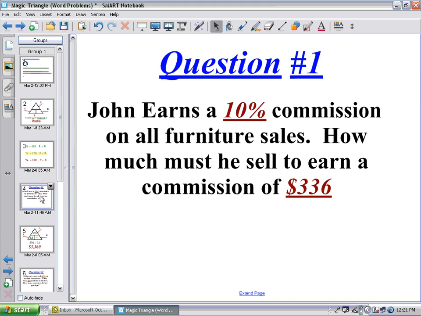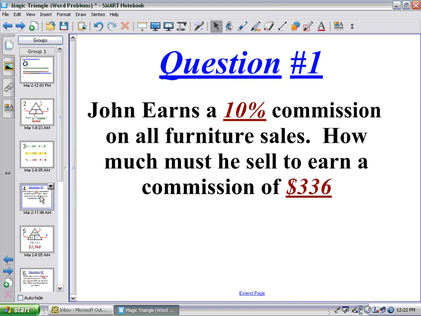So then one of our vocabulary terms that we did in this section was commission. Commission is the amount of money that you earn depending upon how much money that you sell. And we already talked about that sales are always much bigger than commissions that you earn. So now as a result, 336 is the commission that John wants to earn. And if he earns a commission of 336, that means he has to sell a lot more money worth of furniture.